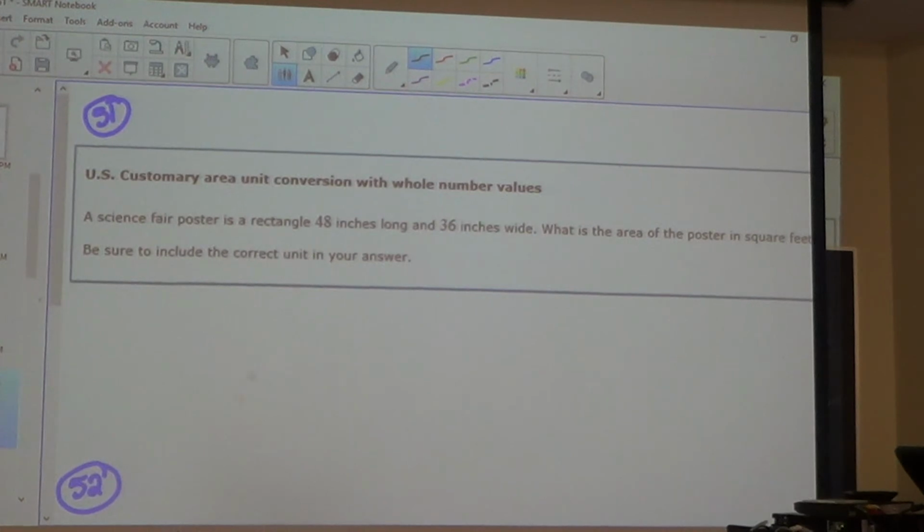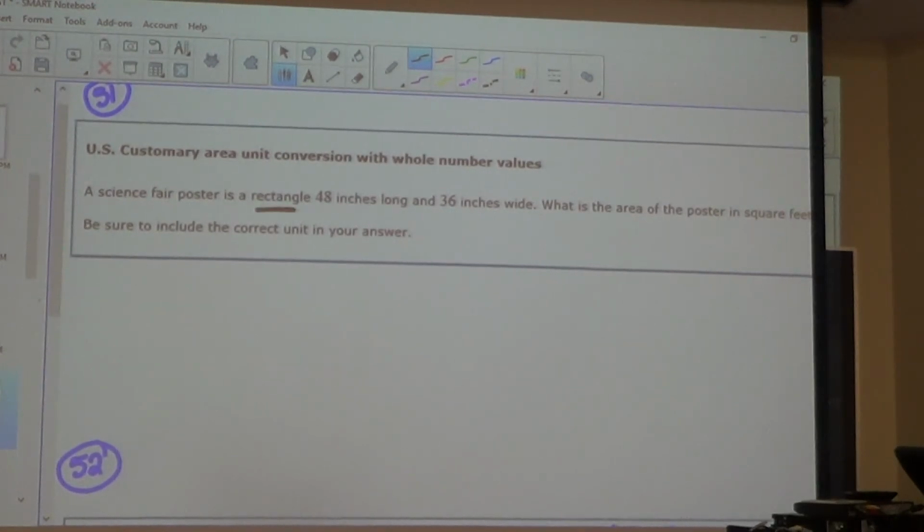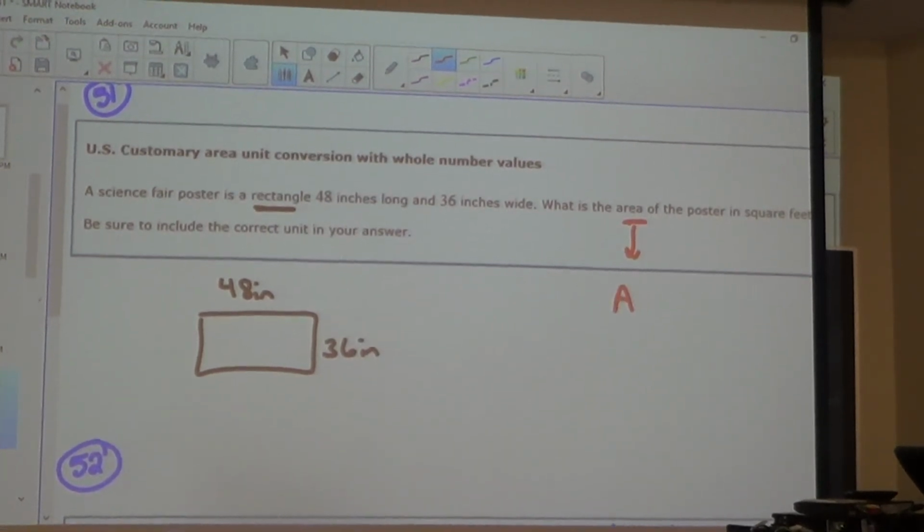Let's look at another one. Oh, this is a good one. 2 or 3 of y'all today have this one. We have a rectangle that's 48 inches by 36 inches. We want to know the area. What's the formula for the area of a rectangle? Length times width. But we want our answer to be in feet. So we need some kind of feet times some kind of feet.